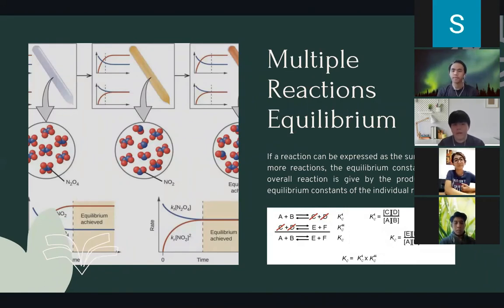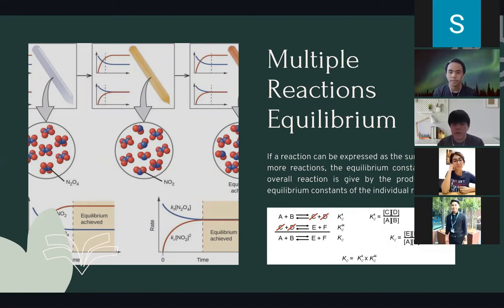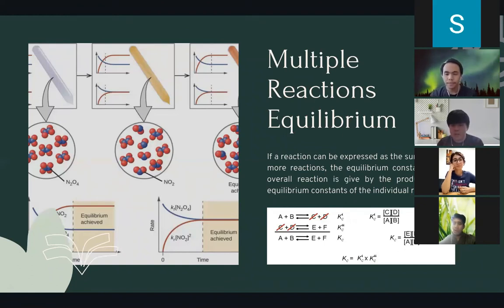So for my part, I have multiple reaction equilibrium. So what is multiple reaction equilibrium? Here we have the explanation, which is if the reaction can be expressed as a sum of two or more reactions, the equilibrium constant for the overall reaction is given by the product of the equilibrium constant of the individual reaction. So we can see down here, we have two reactions for this example.